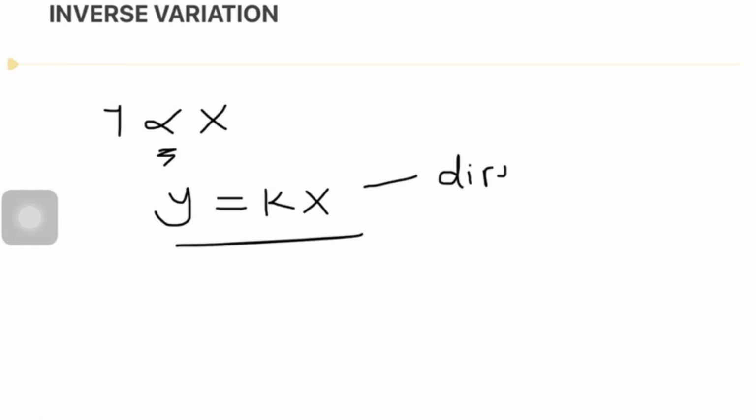Inverse variation is a direct opposite of the direct variation. As we saw from the session on direct variation, when we say y varies directly as x, it is the same as y, then the sign of proportionality, and x. And if we introduce the constant of proportionality, then y is equal to k times x. That is for the direct variation.